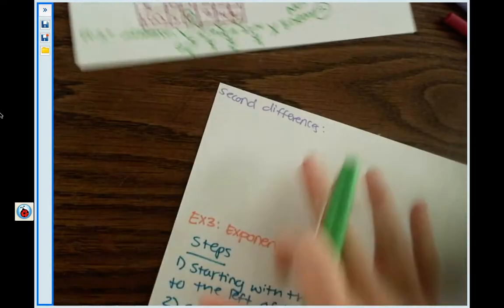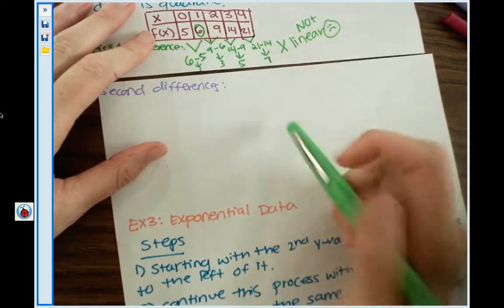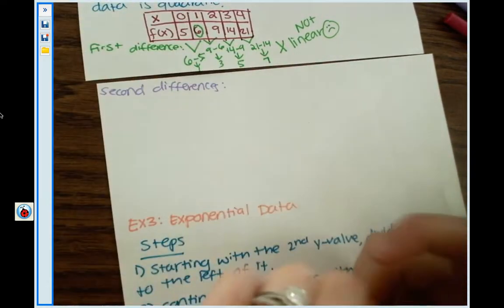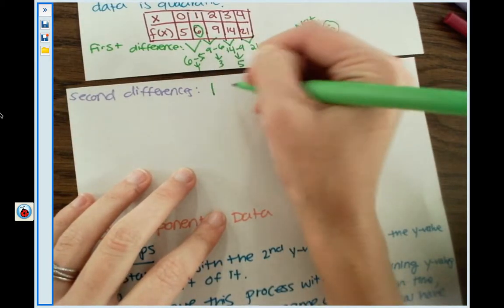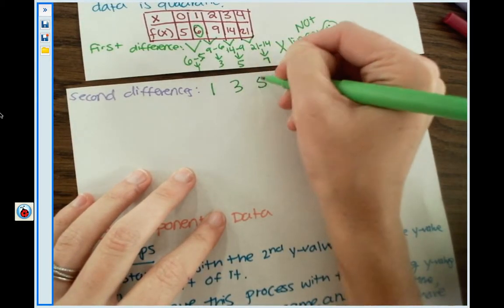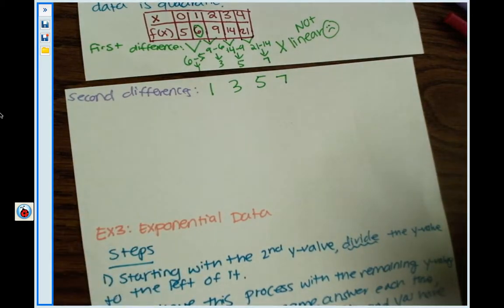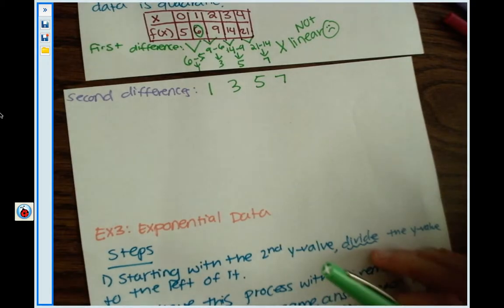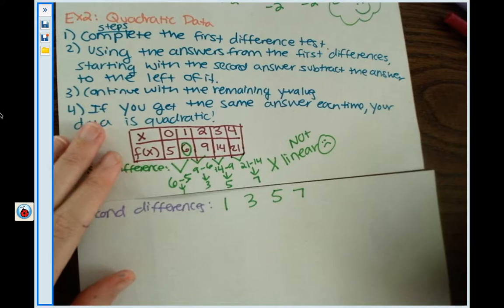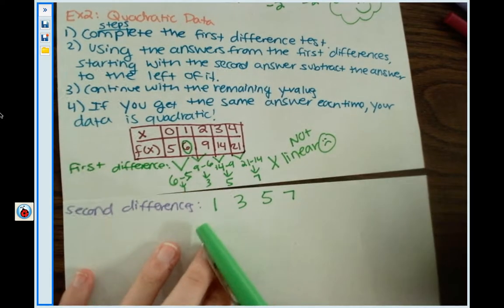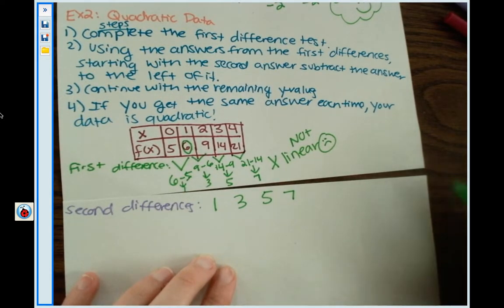I'm running out of space, so I'm going to write my answers that I got up here real quickly. I got 1, I got 3, I got 5, and I got 7. Those were the answers from my first difference test. So now, using my information from the first difference test, I'm going to take my answers and perform a second difference test.